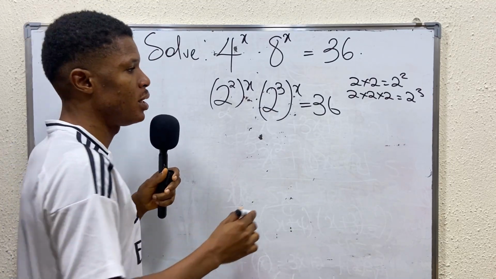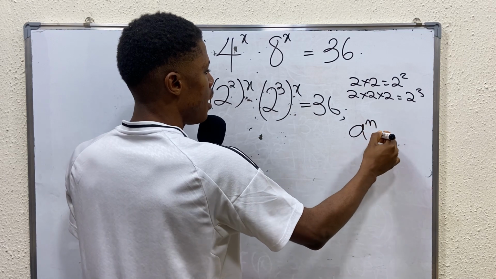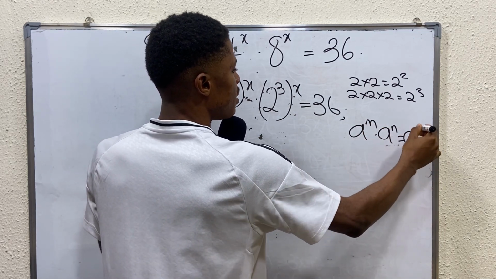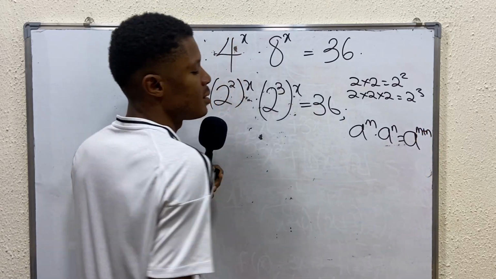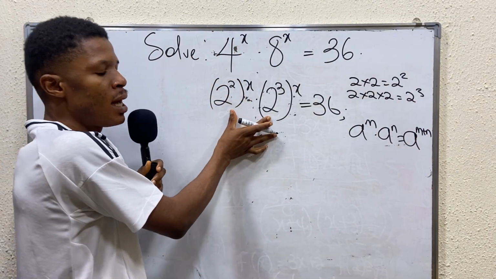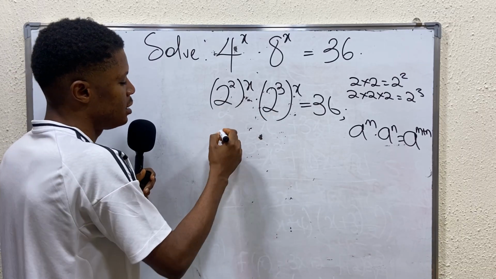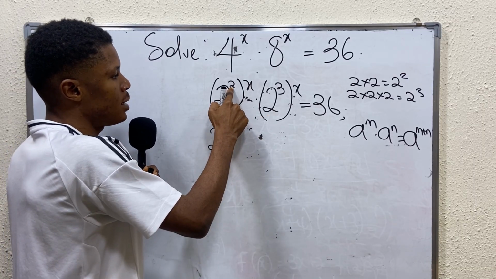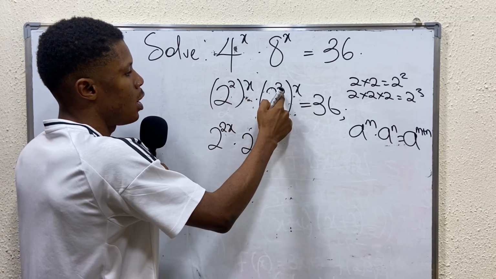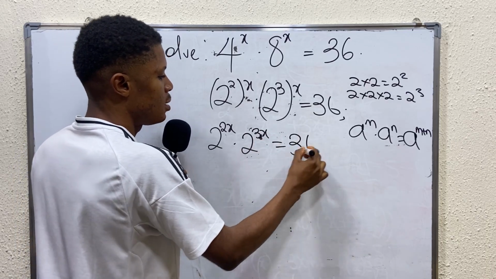You know, in exponent, whenever you are multiplying in the same base, like say a to the power of m times a to the power of n, all you have to do is to keep the base the same and add the powers. Okay? So we are going to apply the rule here since you are multiplying in the same base. So first thing we have to do here is that 2 to the power of 2 times x is 2x times 2 to the power of 3 times x is 3x is equals to 36.